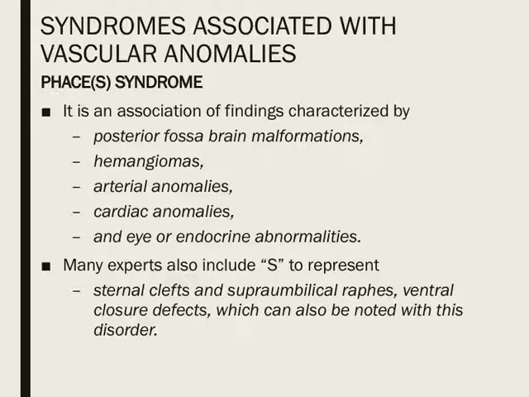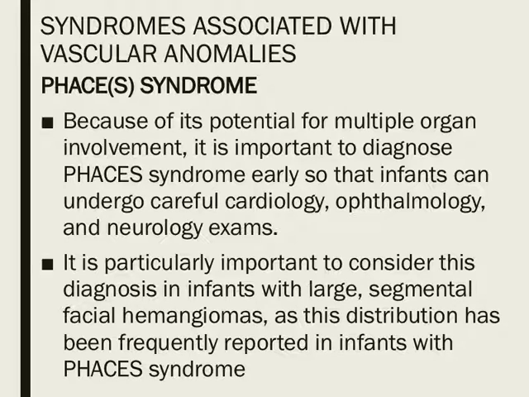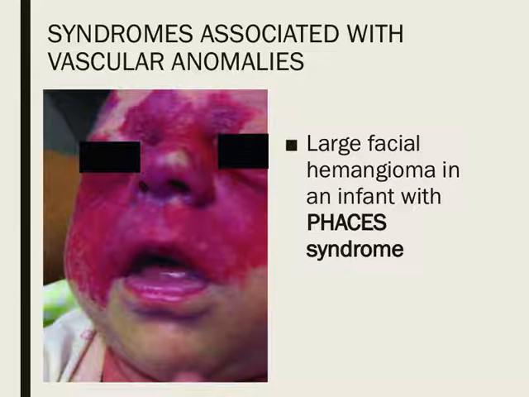We also look at the PHACE syndrome, where you have posterior fossa malformations, hemangiomas, arterial anomalies, cardiac anomalies, and eye or endocrine abnormalities. The S has been added because some experts say that they can have sternal clefts, supraumbilical raphe, ventral closure defects. In this case, they usually may have problems with all those areas I mentioned, the heart, the eye, the endocrine system. So once you see the features clinically, all these systems and areas need to be looked at. This is a baby that had a very large hemangioma, and when it's distributed over a segment, then you think more of PHACE.